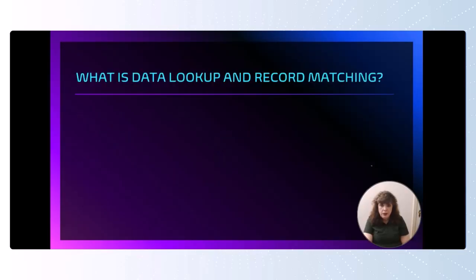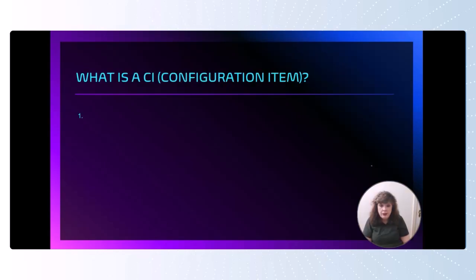What is data lookup and record matching? Data lookup and record matching allow you to define a field value based on specific conditions instead of writing a script. What is a CI, a configuration item? Configuration items can be physical, logical, or conceptual. They are configurations in your environment that are stored in the CMDB.